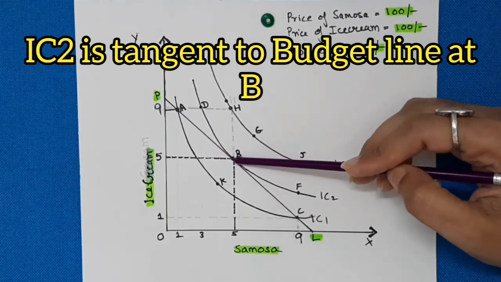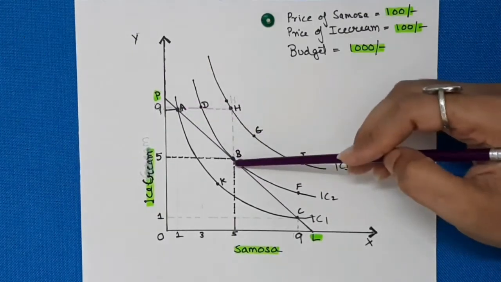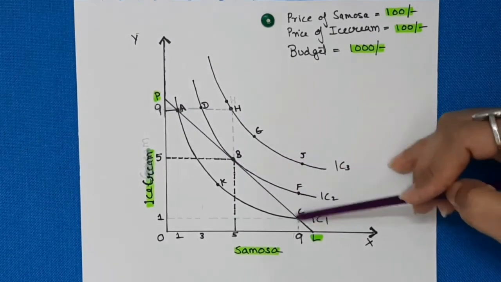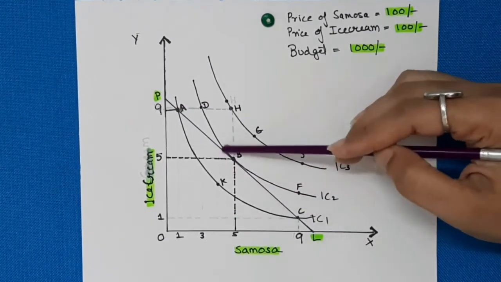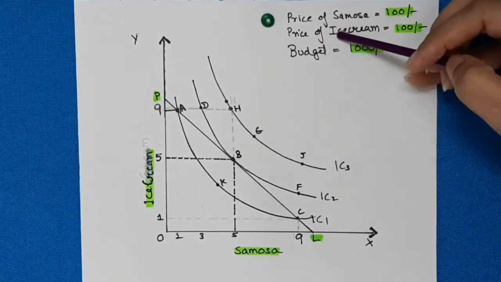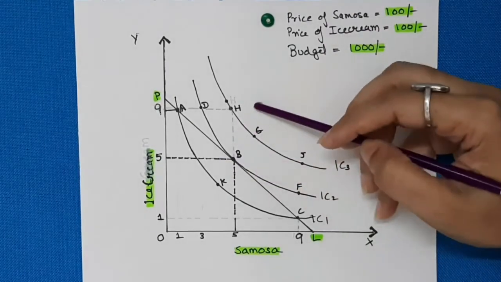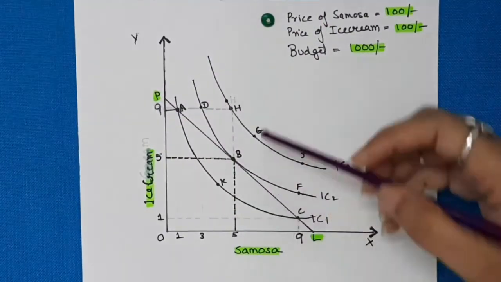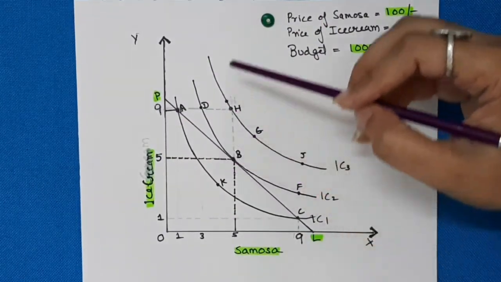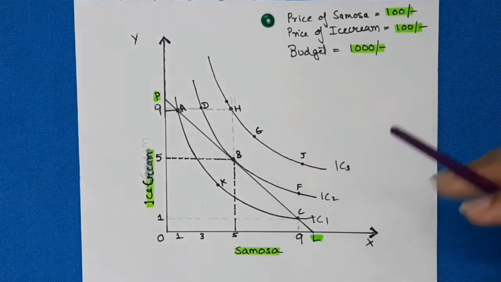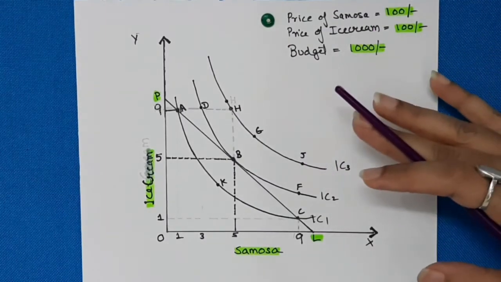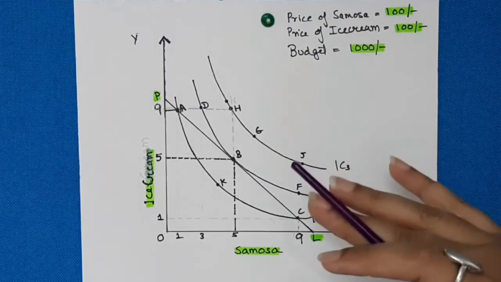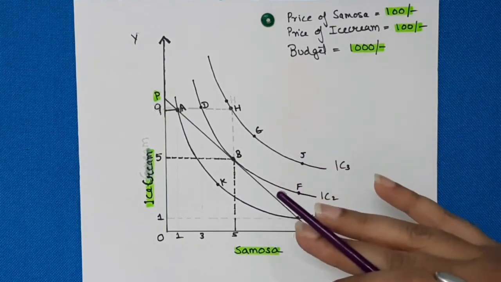He will in no way move towards A or towards C unless there is a change in the prices of either the samosa or the ice cream or both, or an increase or decrease in income, which shifts the budget line up and down respectively. So this is all about consumer's equilibrium with the help of indifference curve analysis. I hope you have understood this. If you have not understood this, you can put it in the comment box. I'll explain it over there if you want more explanation.